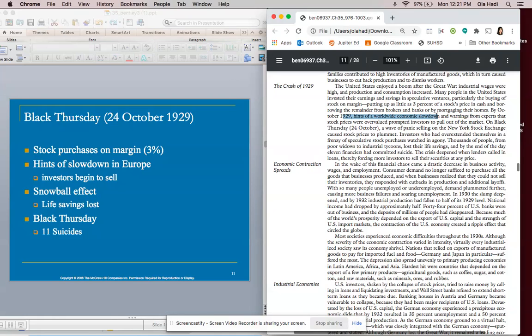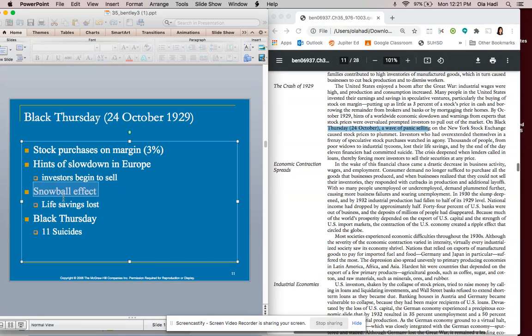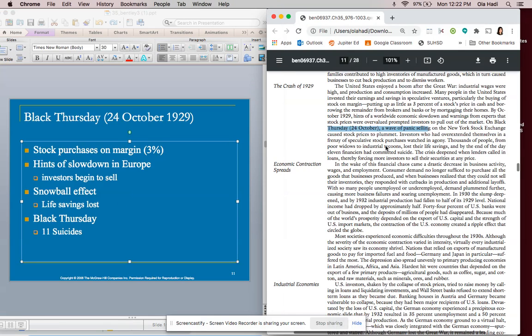Well, in 1929, there were hints of an economic slowdown. This is going to cause investors to pull their money out of the stock market and lead to a wave of panic selling on Black Thursday, 24th of October. When people start selling, this has a snowball effect, and other people also start selling, which causes the price, because there's an oversupply now, to fall, and many people lost their entire life savings. From little old ladies to industrial tycoons, many people lost their entire life savings overnight.